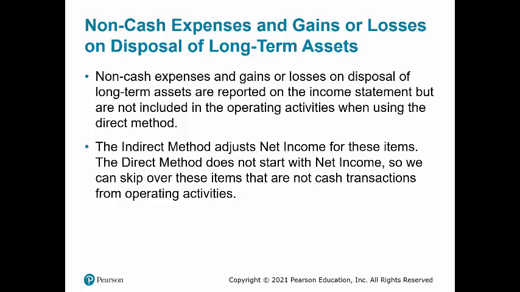Now, non-cash expenses and gains or losses on disposal of long-term assets are reported on the income statement, but they're not included in the operating activities when we use the direct method. So the indirect method adjusted net income for these items, but when you use the direct method, you just skip over all of those items that are non-cash transactions in the operating activities section.